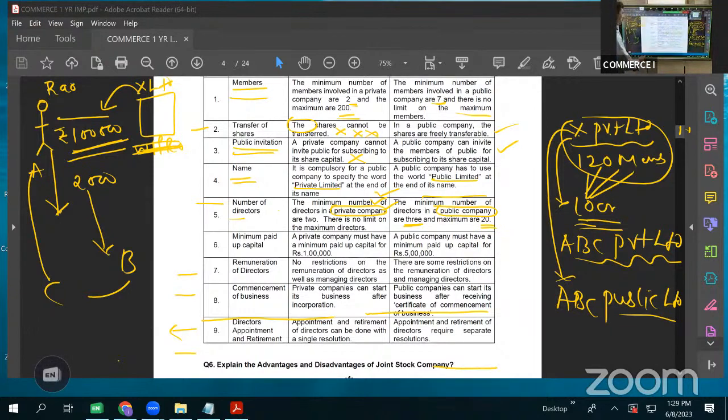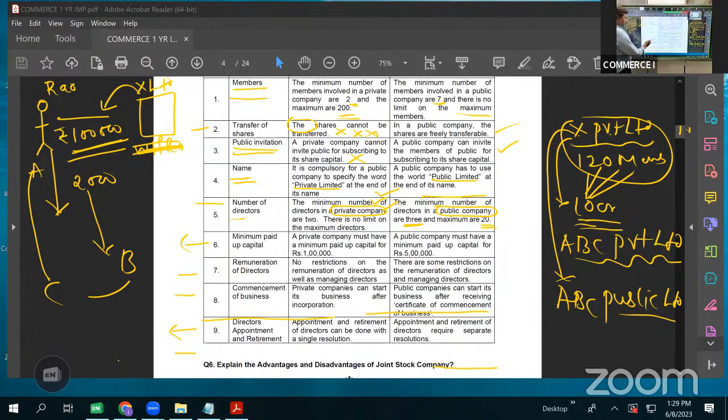Right? Then, minimum paid up capital. For a private limited company, we studied at the beginning as part of the introduction, the minimum paid up capital is 1 lakh, and for a public limited company, the minimum paid up capital is 5 lakh. Go through that point. Minimum capital 1 lakh for a private limited company, and minimum capital 5 lakhs for a public limited company. Then what is the maximum? They can have any amount, no issues.